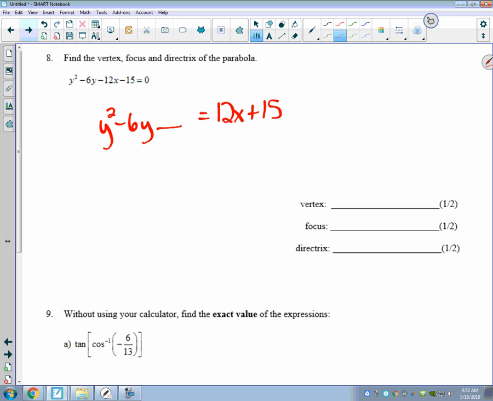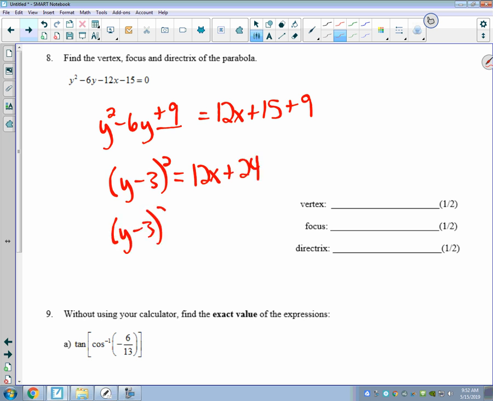I'm going to take half of 6 and I'm going to square it. So I'm going to add 9 to both sides. And this becomes y minus 3 squared equals 12x plus 24. Factor out the 12.